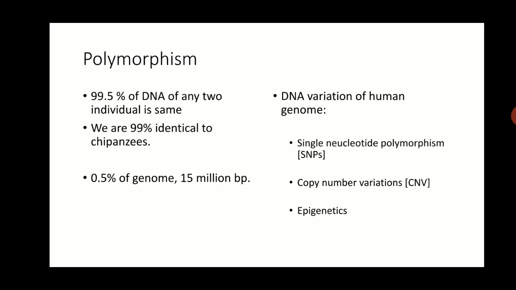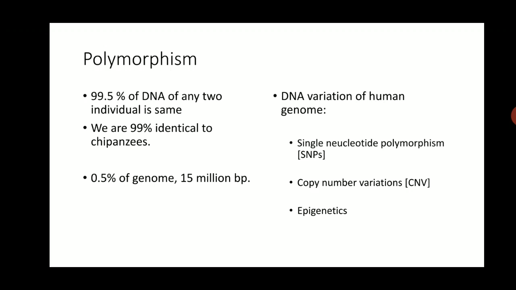Polymorphism refers to the difference in the DNA sequence in different individuals. You will be surprised to know that 99.5% of the DNA of any two individuals is exactly the same. It's only 0.5% of the genome which distinguishes one individual from the other. But this 0.5% of the genome is equal to about 15 million base pairs. Another interesting fact is that we are 99% identical in terms of DNA to the chimpanzee.